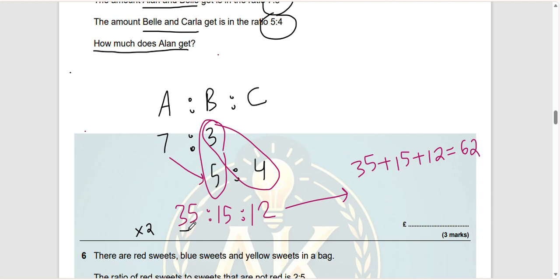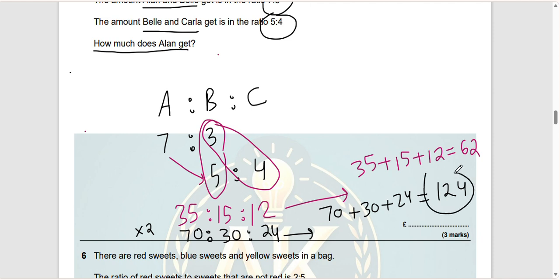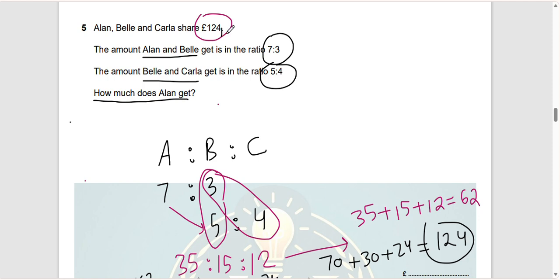So I'm going to do 35 times 2, which is 70. 15 times 2 is going to be 30, and 12 times 2 is going to be 24. Now if I add up these ones, 70 plus 30 plus 24, let me mention it because kids become confused if I miss any single point, 70 plus 30 and then 24 equals 124. So yes, we get 124 pounds. That's exactly how much they share, as mentioned in the question at the top.